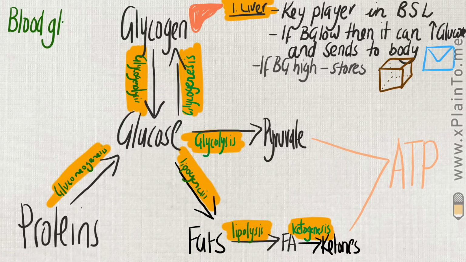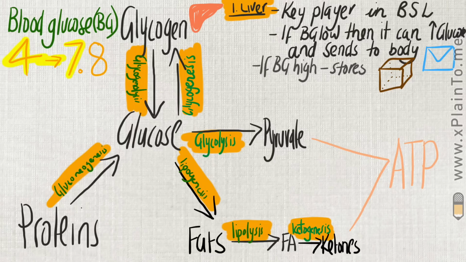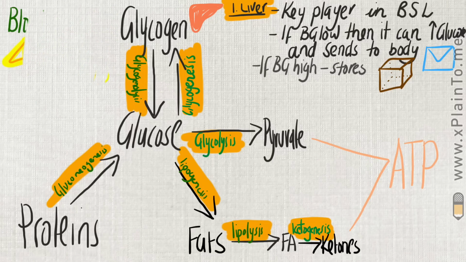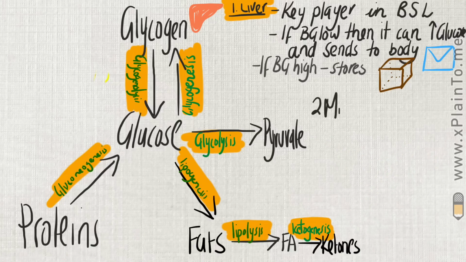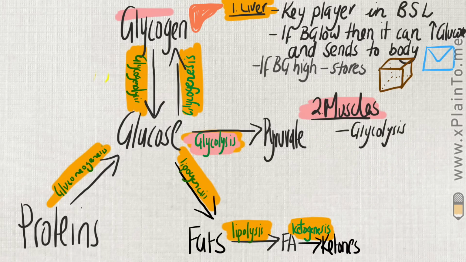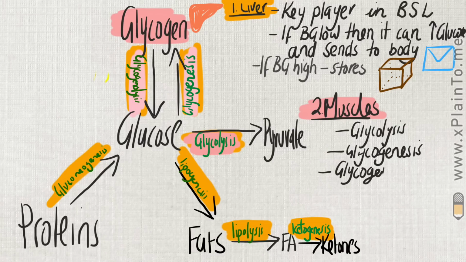What do you think your blood sugar is right now? If you are healthy, it should be between 4 and 7.8 millimoles per litre. Can your muscles do any of these functions? Muscles, like all cells, carry out glycolysis, and they have stores of glycogen, so they are also predominantly carrying out glycogenolysis and glycogenesis. What functions do the fat cells predominantly carry out?